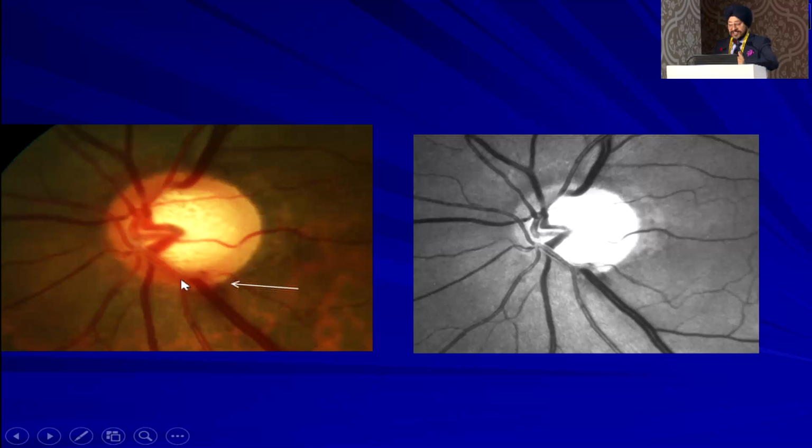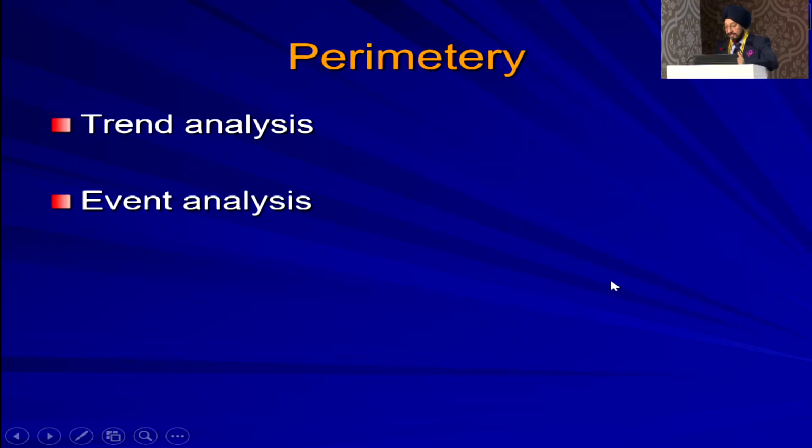And of course, this is a disc hemorrhage. Hemorrhage can be seen better if you have a red-free photograph. You can see this hemorrhage. It may look like a vessel here, but it is actually a hemorrhage.